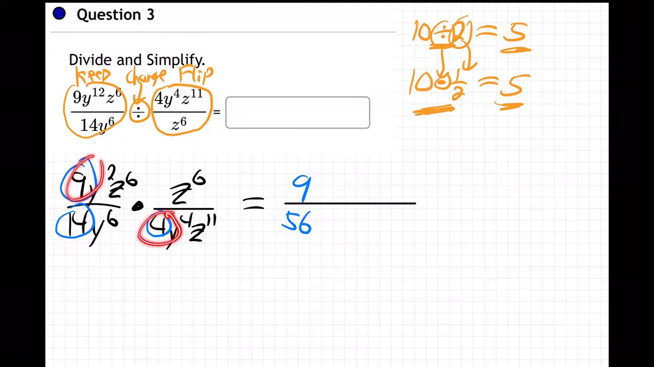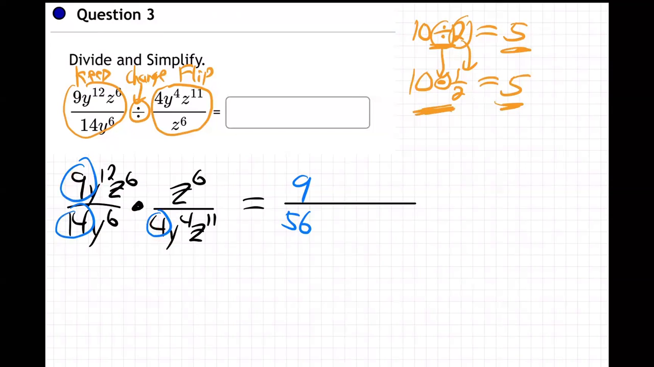And then same thing with 9 and 4. Remember, we can go diagonally. We reduce top to bottom, either straight down or diagonally down. But in this case, nothing's in common. 9 and 14 have nothing in common. 9 and 4 have nothing in common. So then we just multiply. 4 times 14 is 56, and just bring the 9 over. Okay, now what about the letters?